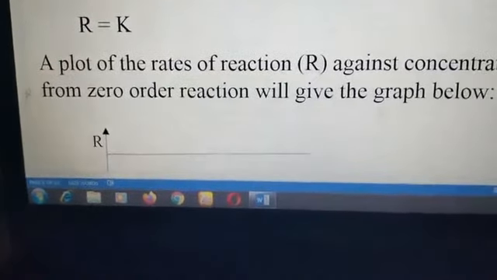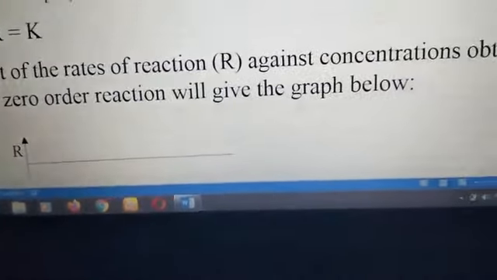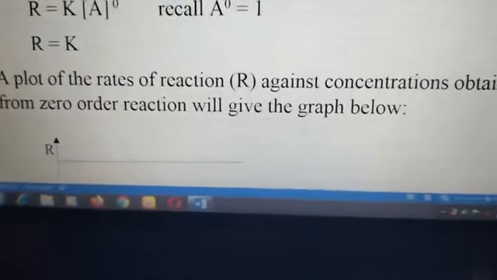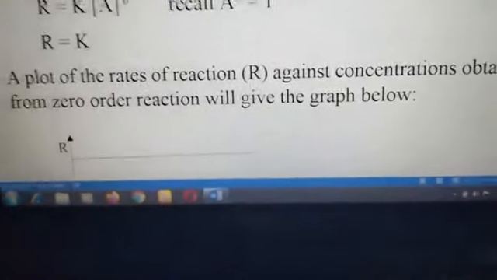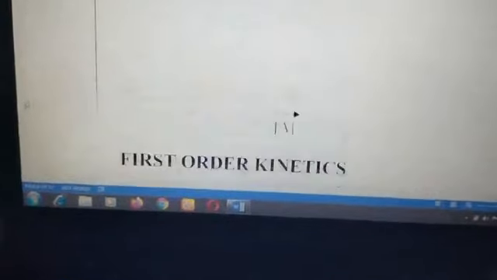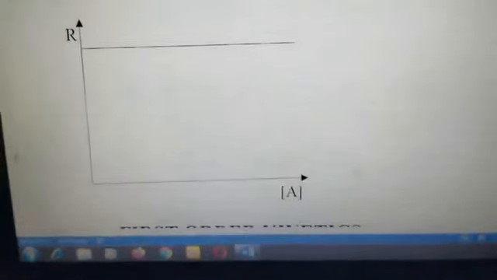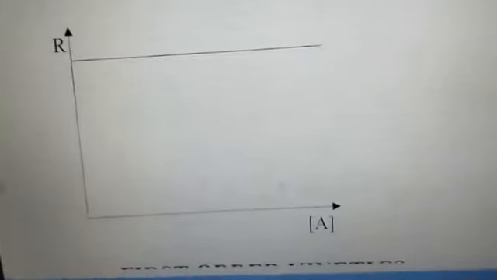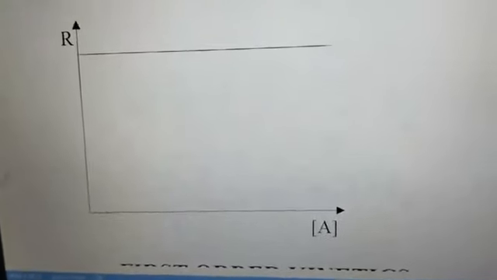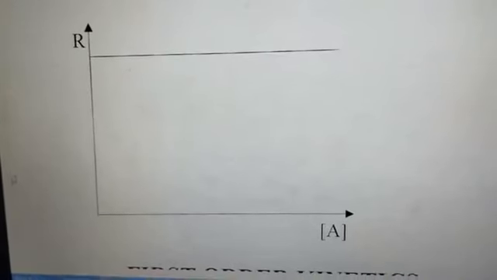A plot of rate of reaction against concentration obtained from a zero order reaction will give the graph below. If you plot the rate of reaction against concentration for a zero order reaction, as you can see on that figure, you have this kind of graph. Why is the graph moving horizontally? It's because the rate does not depend on concentration. So whatever the concentration is, the rate remains the same value. So this is the plot of a zero order reaction.